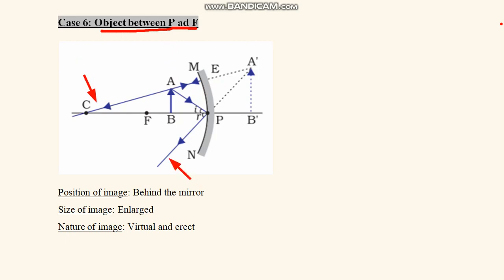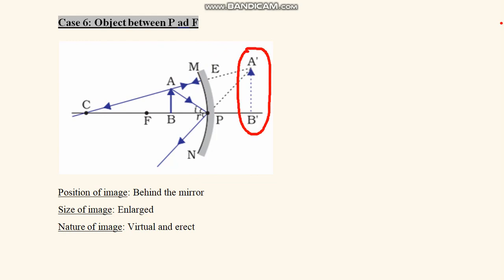In fact, they diverge. But if we try to plot them backward, we see that they appear to be coming from a point A dash, that is, they appear to be diverging from a point A dash. So here this A dash is the virtual image of point A. Why virtual? Since the rays are not actually intersecting at point A dash, instead they are just appearing to be diverging from point A dash. Likewise, A dash B dash is the virtual image of full object AB.